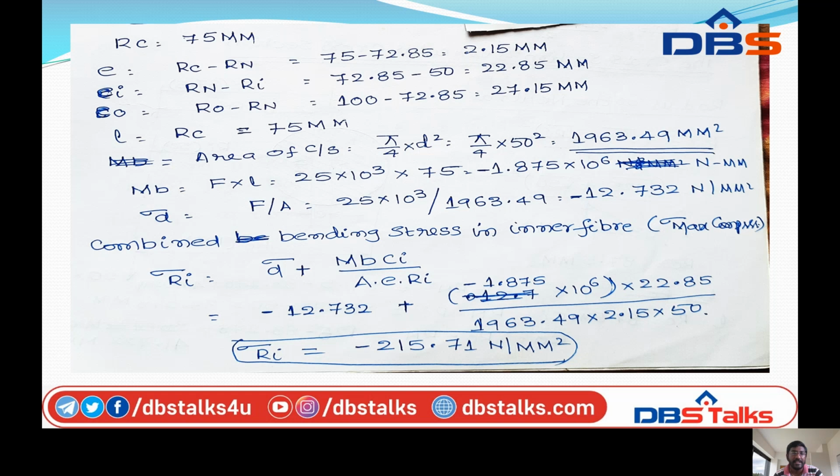Next, Ci, the distance between the neutral axis and the inner fiber, equals Rn minus Ri, that is 72.85 minus 50, equal to 22.85 mm. C0 is the distance between the neutral axis and the outer fiber, R0 minus Rn, that is 100 minus 72.85, equal to 27.15 mm. The length we already calculated in the previous slide: L equals Rc equals 75 mm.